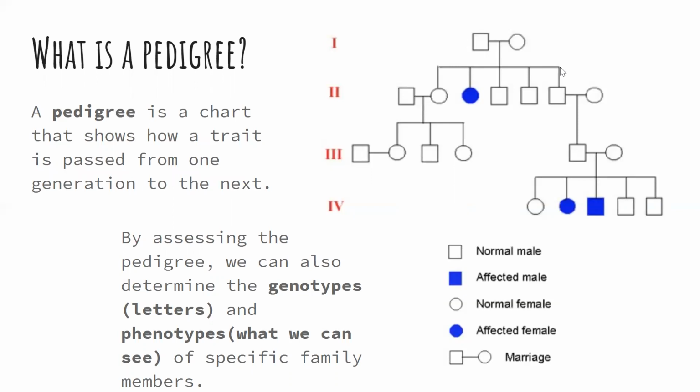So when you're looking at a pedigree, not only are we able to see how one trait is passed from one generation to the next, we're also able to assess the genotypes and phenotypes of specific family members. Remember, genotypes are your letters, two letters: a dominant allele and a recessive allele, or two recessive alleles, or two dominant alleles. Homozygous dominant, heterozygous, and homozygous recessive. And we can also see our phenotypes. Phenotypes are our physical traits. What do those genotypes actually show physically?